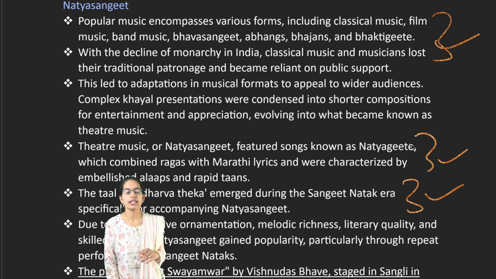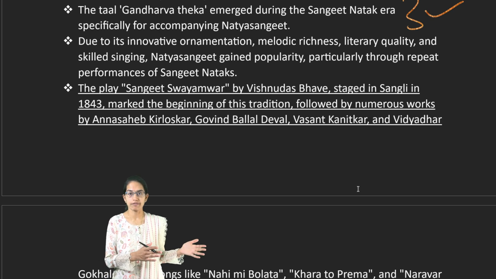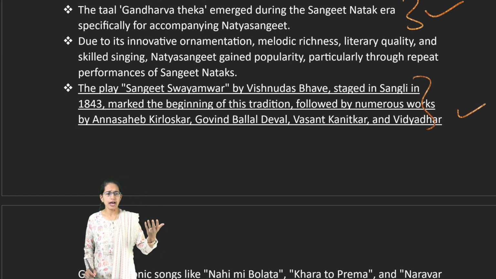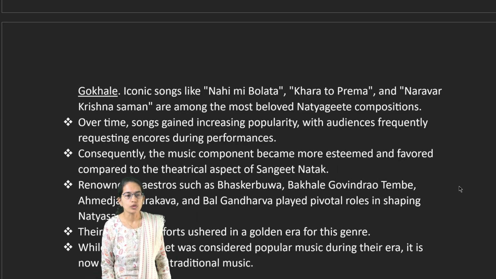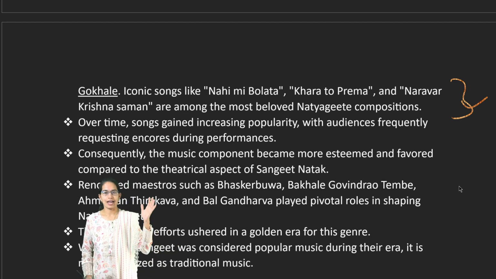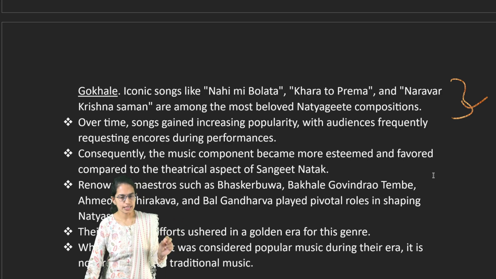Natya Geet is mainly the combination of rag with the Marathi lyrics, and then we have Sangeet Swayamvar, which was given by Vishnudas Bhave, and this is mainly in the regions of Sangli. You have other scholars working for the same. Some of the songs is Nahi Main Bolta, and so on. So the list is there. You can go back and have the handouts for the notes, go through these lists, and these are really important.